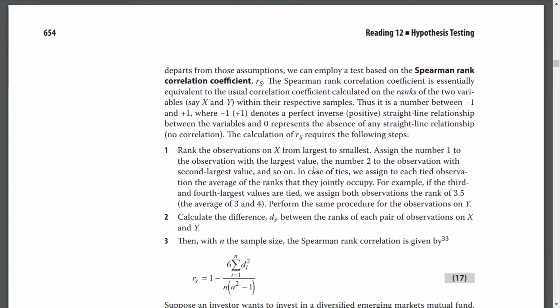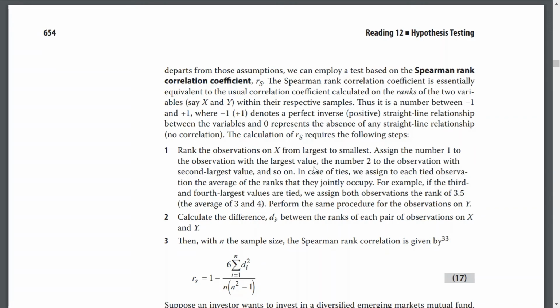The Spearman rank correlation coefficient is essentially equivalent to the usual correlation coefficient, calculated on the ranks of two variables, say x and y, within their respective samples. Thus, it is a number between -1 and +1, where -1 and +1 denote a perfect inverse or positive straight-line relationship between the variables, and 0 represents the absence of any straight-line relationship.